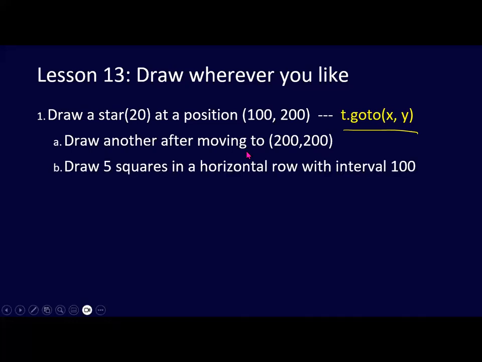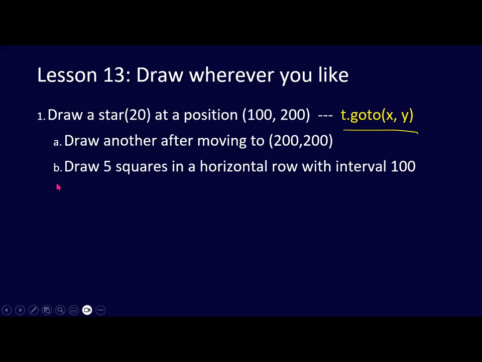Okay, draw 5 squares in a horizontal row with interval 100. So now we know how to do it, right? But this time try to use a for loop instead of writing one by one 5 times. Okay, stop the video and try yourself.